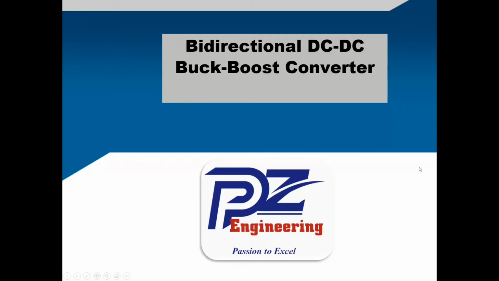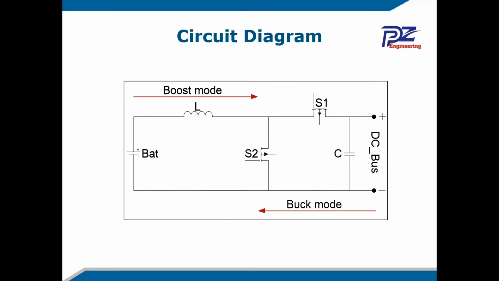Hi, welcome to the PZ Engineering channel. In this video, we are going to show how to design and simulate a bidirectional DC-DC buck and boost converter. This is the equivalent circuit of the bidirectional DC-DC buck and boost converter. From left to right, it works in boost mode, and from right to left, it works in buck mode. We have the battery as the main source and the DC bus as the alternator.